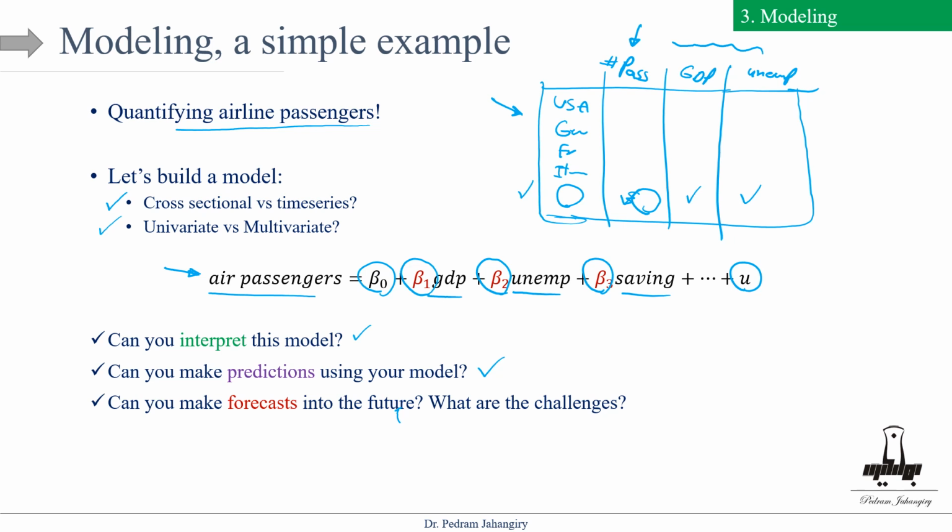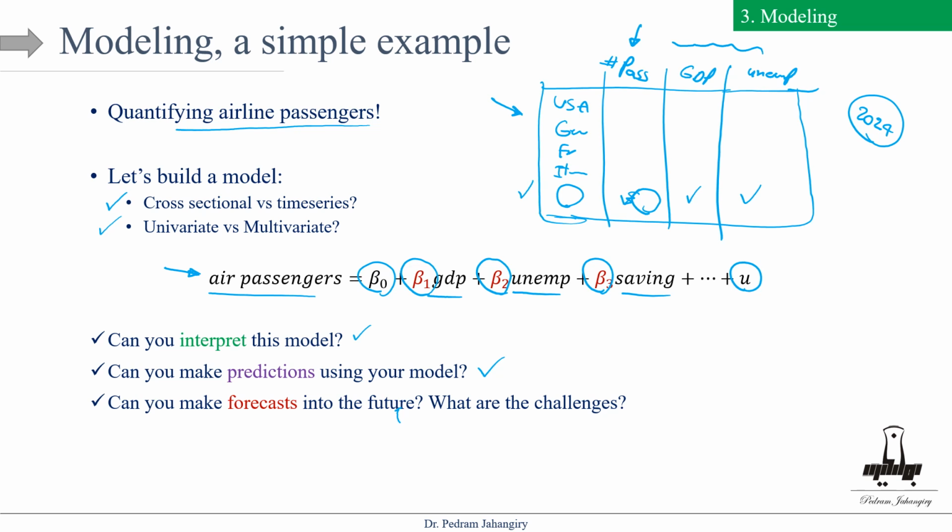Then the third question is, can you make forecasts into the future? What are the challenges? You might say, okay, if this is the data set, so far there's no sign of time in this data set. Maybe this is one cross section in 2024, right? This is the data we have, but there is no time component here, so I cannot forecast into the future. So the first thing you need is the values of these variables, number of passengers, GDP, unemployment, savings, and so on, over time, right? So right away, you need to have access to panel data.